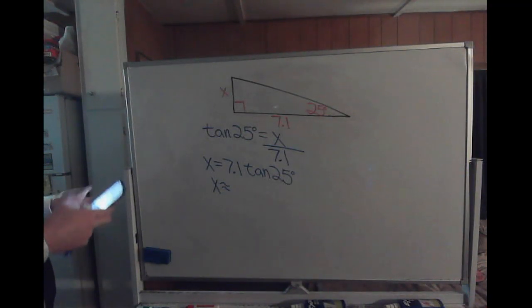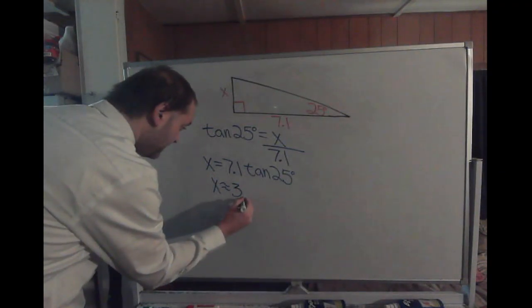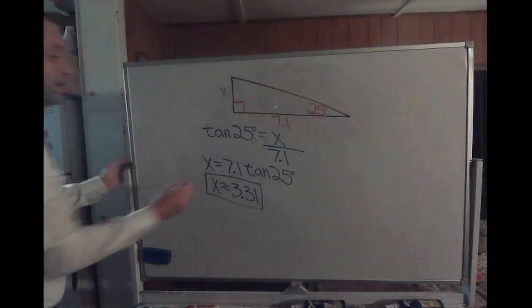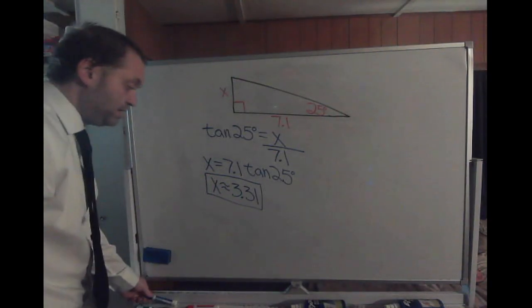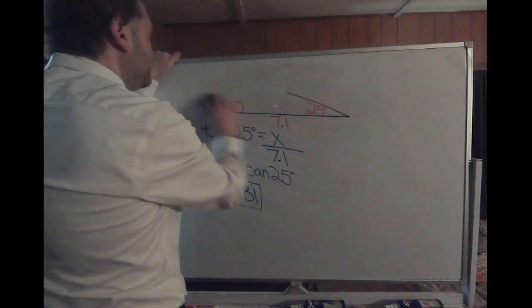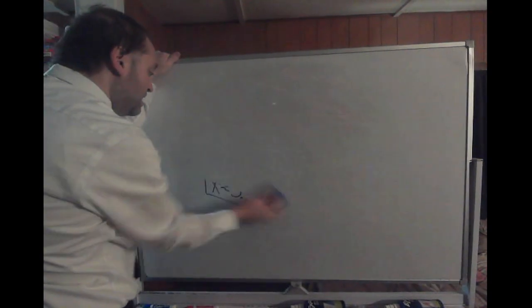Which gives you about 3.31. So the length of x is approximately equal to 3.31. That's what you would end up getting. All right, so we found missing lengths. We've used the tangent ratio to find missing lengths. Now, this is about to take another interesting spin.